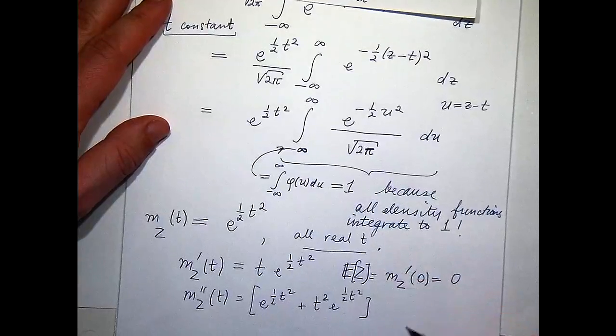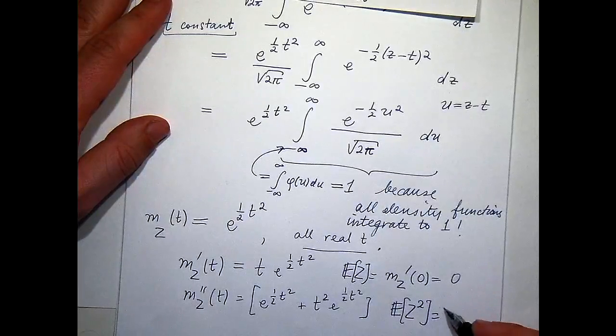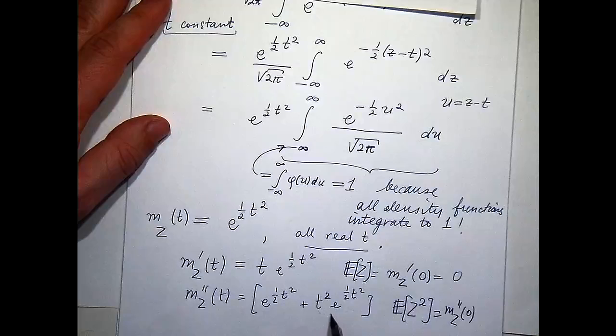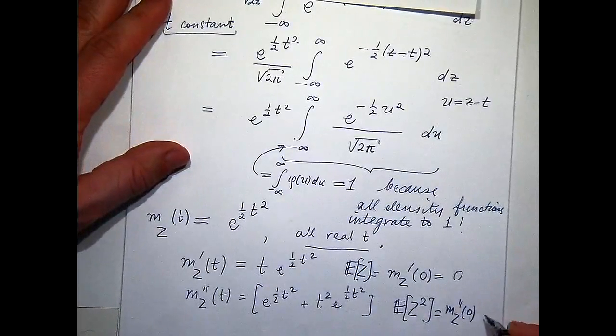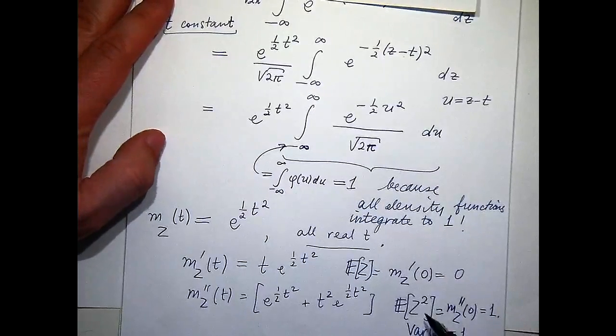the expected value of a standard normal. So nothing surprising, and the expected value of Z squared is M_Z double prime of 0. That's 1 plus t squared, which will be 1. So that's 1. And so the variance of Z is also equal to 1.